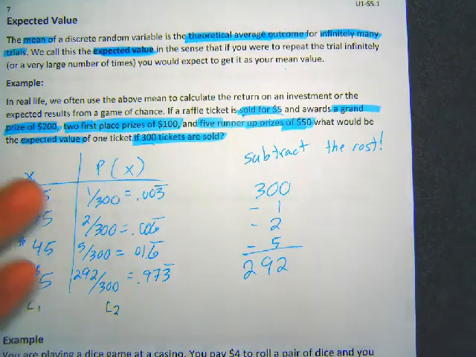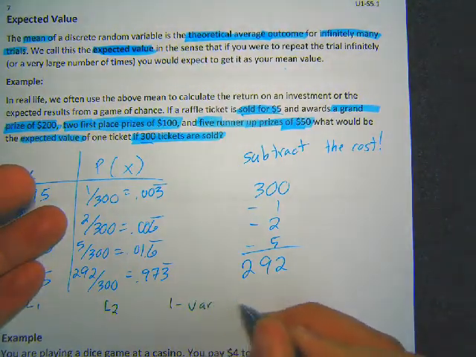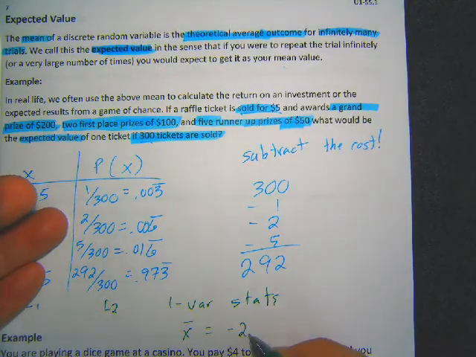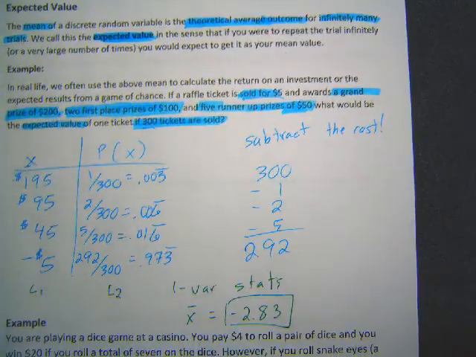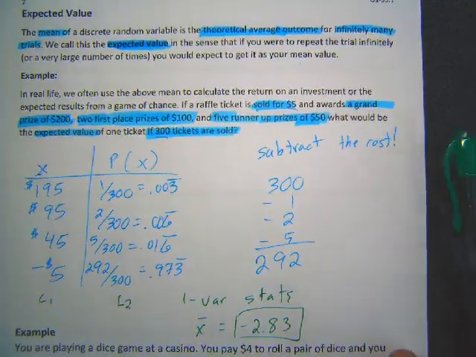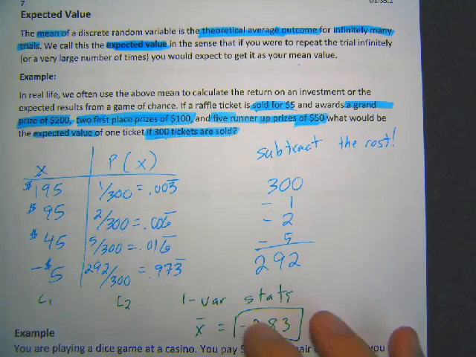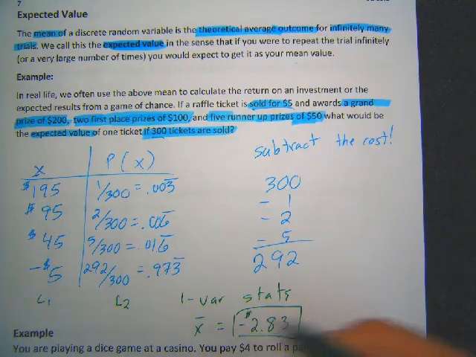So the mean for this one, from a 1 bar stats, the mean is -2.83. This is what you call your expected value. And what this tells you is that if you go and you play this game of chance, if you go out and you buy a bunch of tickets, on average, this isn't per ticket, this is on average. On average, you should expect to lose about $2.83 per ticket.